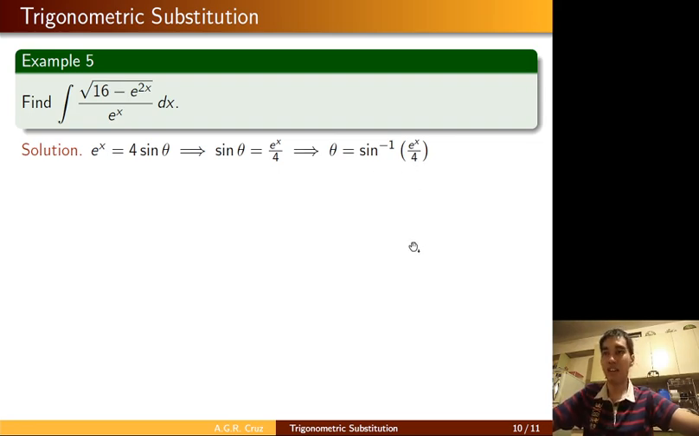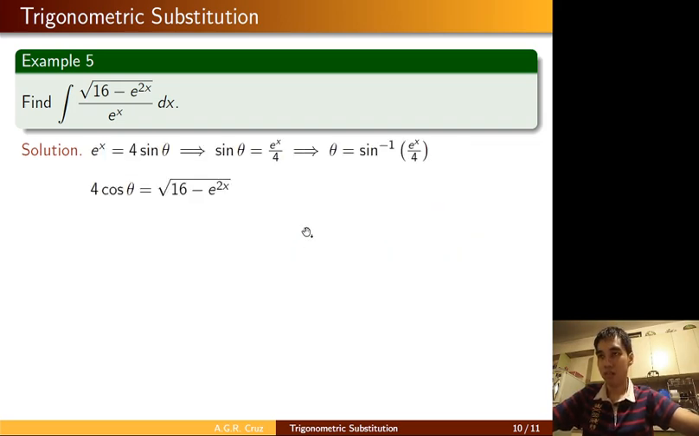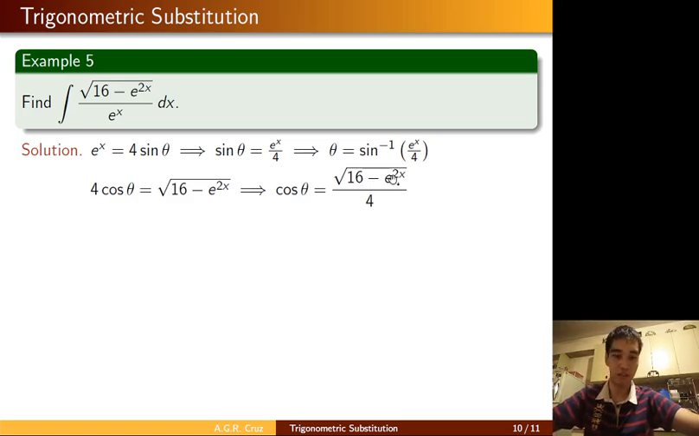Okay, that's done. On the other hand, for cotangent theta, again, there's nothing stopping you from using right triangles. You can do that. However, cotangent theta is equal to cosine theta over sine theta. So you have sine theta over here. That's not a problem. The cosine theta, on the other hand, you can get by using this equation here. Right? So let's use that. The 4 cosine theta is equal to the square root of 16 minus e to the 2x. Okay? If you divide both sides by 4, you get cosine theta equals the square root of 16 minus e to the 2x all over 4.